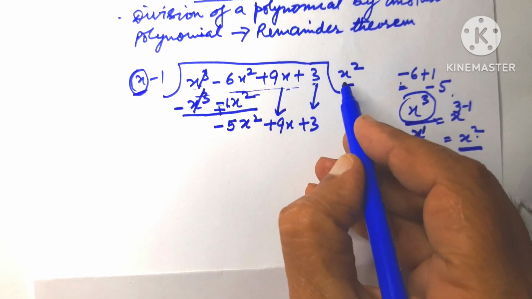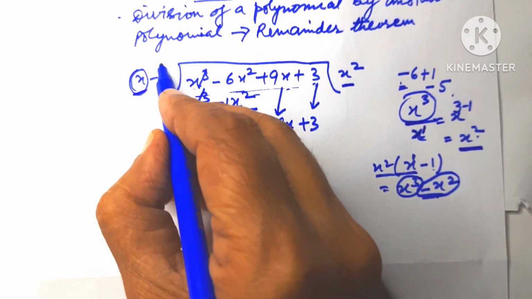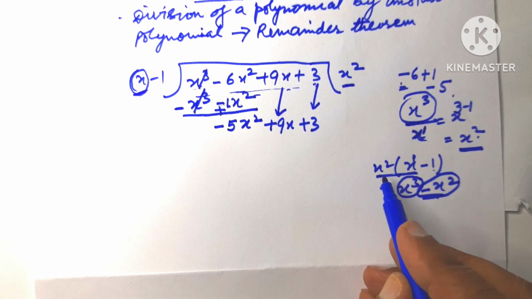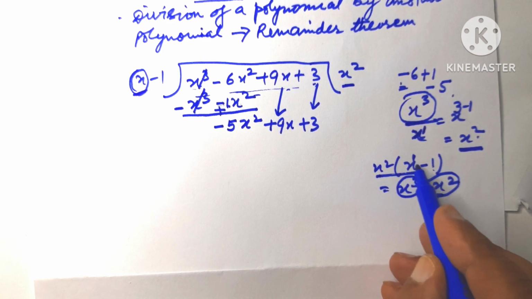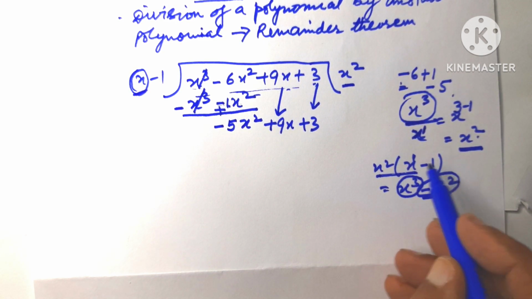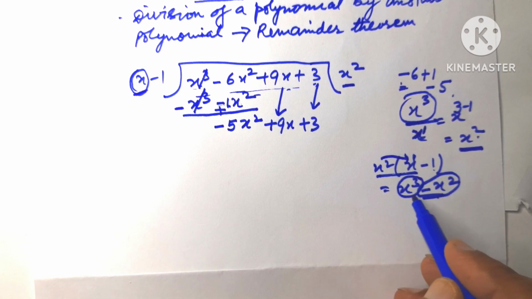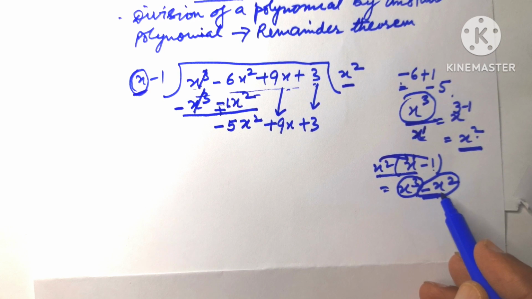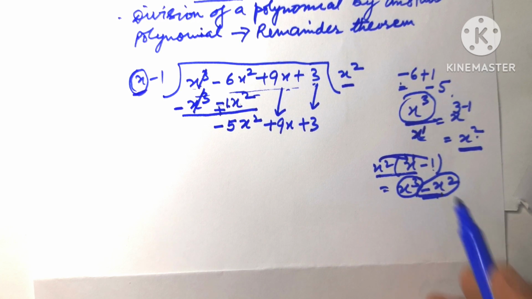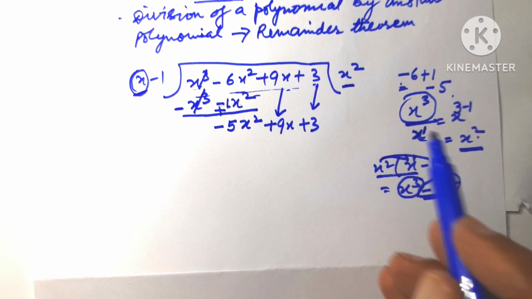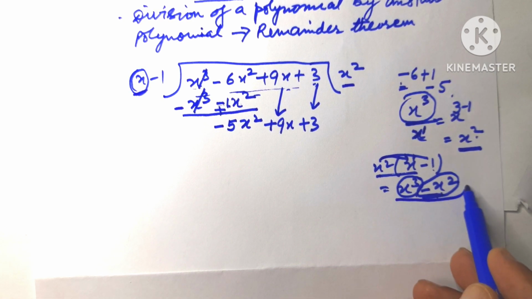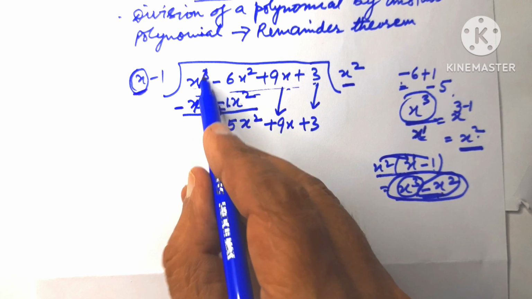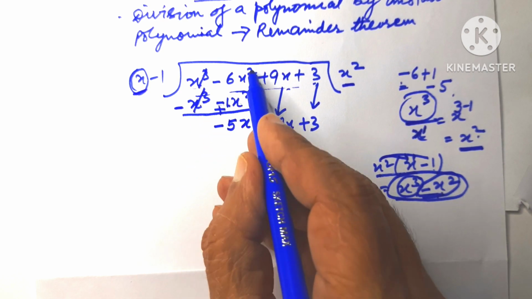Now multiply this quotient with this divisor. So here I am multiplying x square with the bracket x minus 1. When multiplied with this, it becomes x cube. When multiplied with this, it becomes minus x square. Okay, so I am now writing this over here, x cube under x cube, x square under x square.